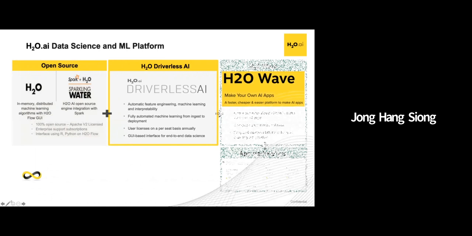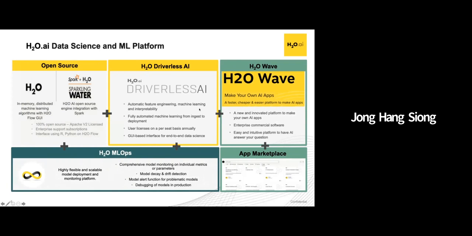How are the H2O products joined together? This is the product line. We have H2O open source, a library where you can build a machine learning model by writing Scala, R, or Python code. This open source is mainly used by data scientists to develop in Python and Scala code.